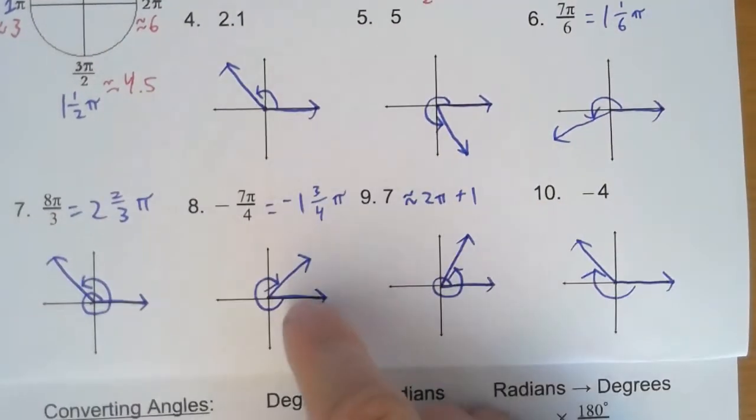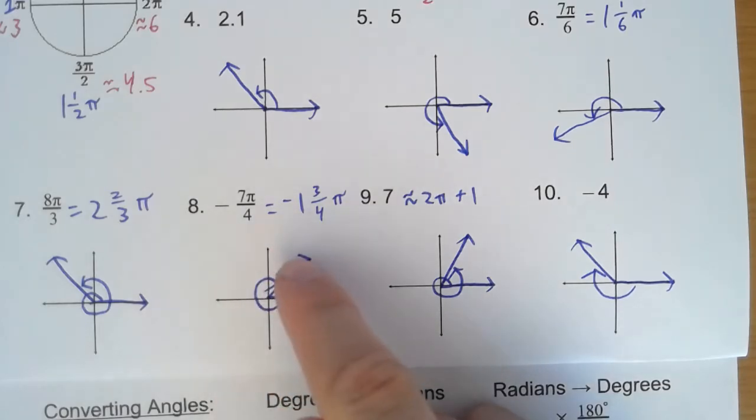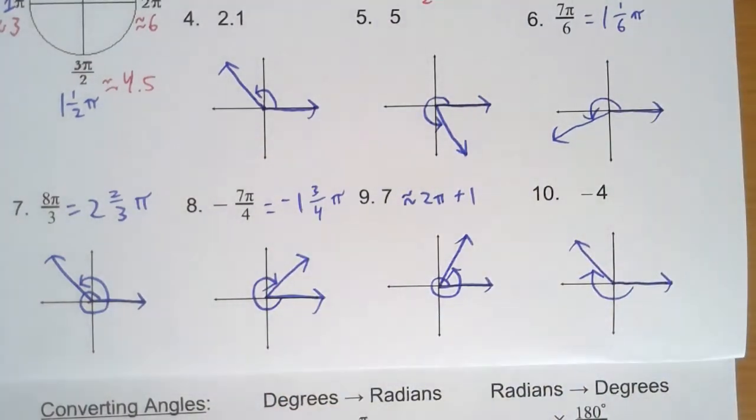Okay. The negative, we just have to rotate backwards. So we rotate -1/2, -1, -1.5. And then we land right there.